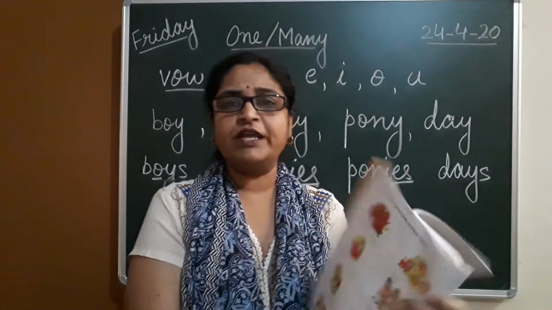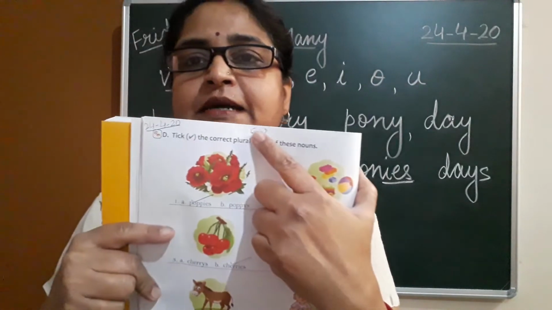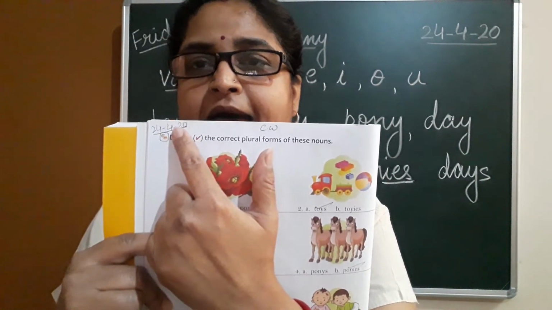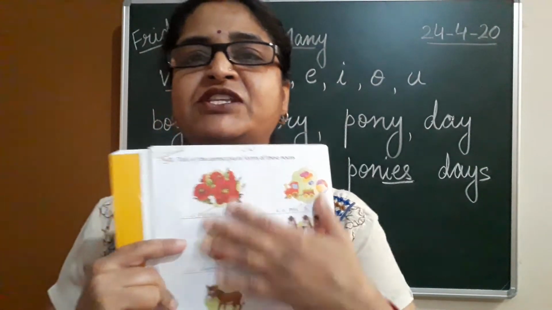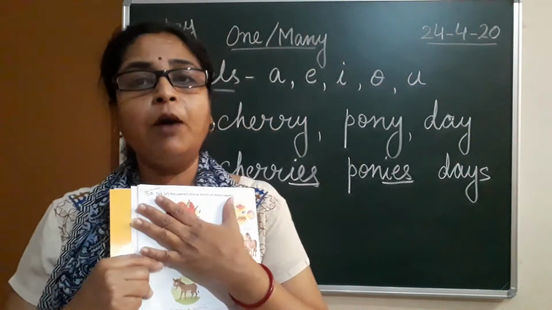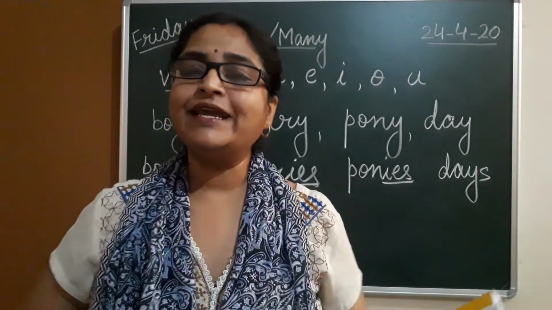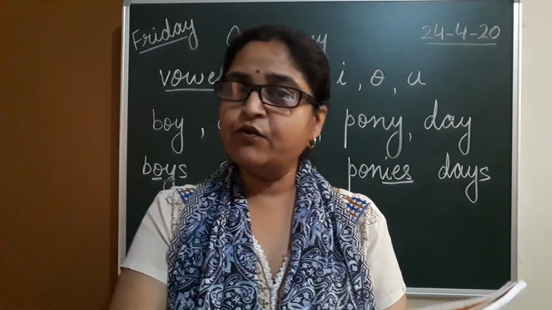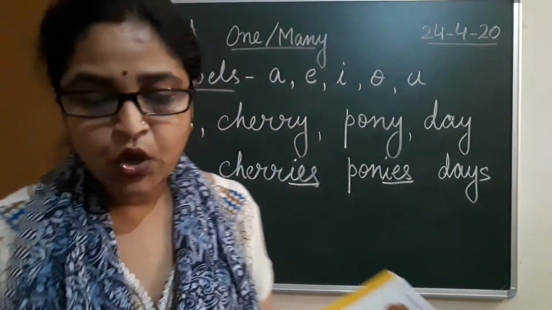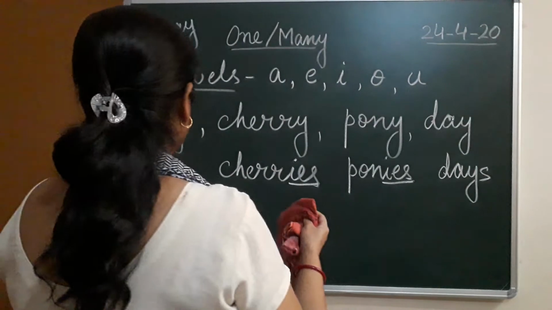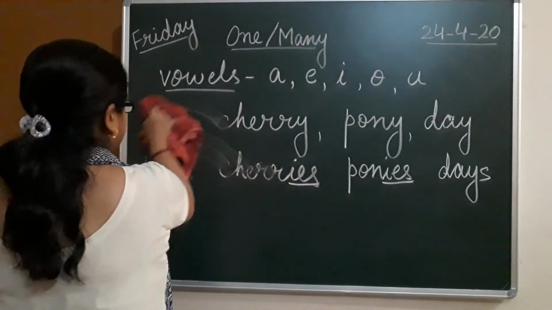Now let's do this exercise in your book that is given on page number 14. On page number 14, you will write CW over here and today's date over here. There are pictures given over here and options are given for those pictures, and you have to tick the correct option. Whichever word is correct, you will have to put a tick on that. Okay, now let's start doing that.